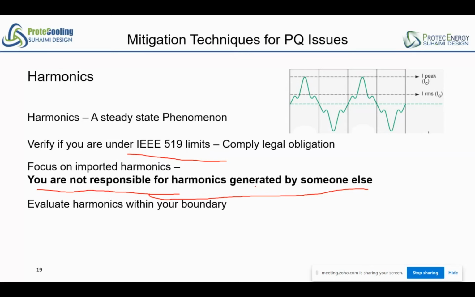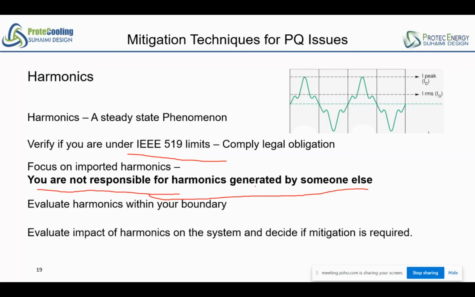Then you need to evaluate harmonics within your boundary, whatever your plant boundary is. Based on the SLD, based on your non-linear loads in the system, and the different impedances of the network, you need to evaluate the harmonics within the facility.